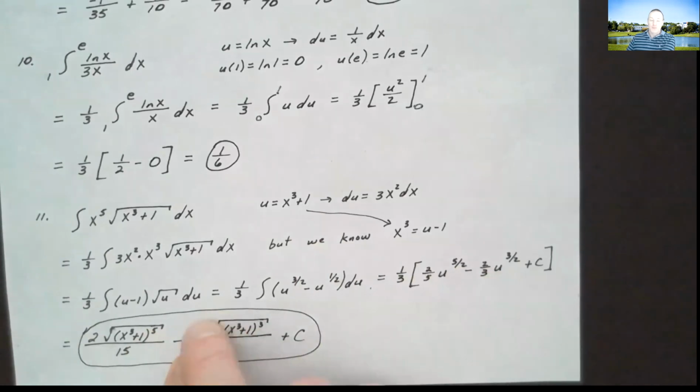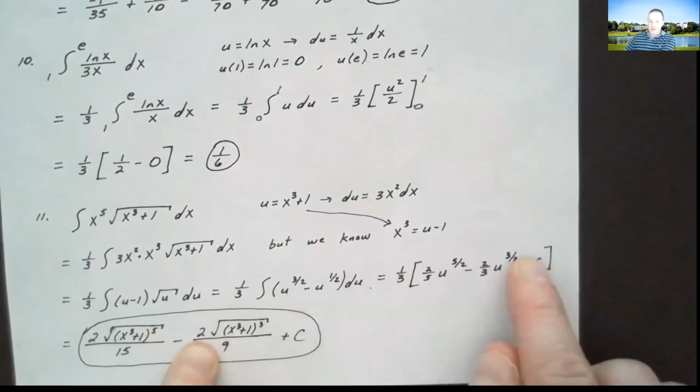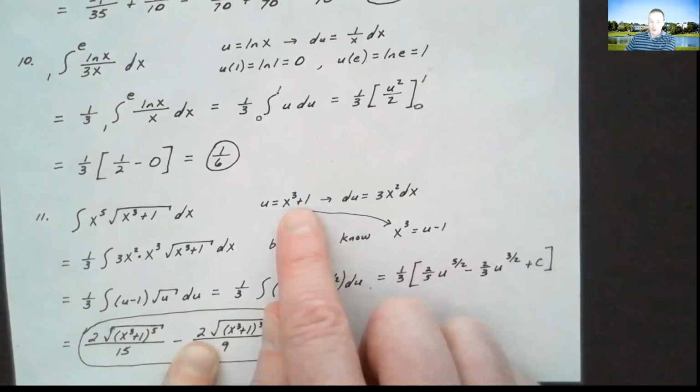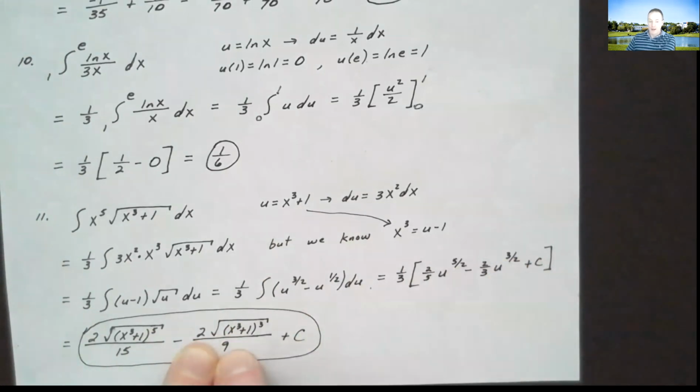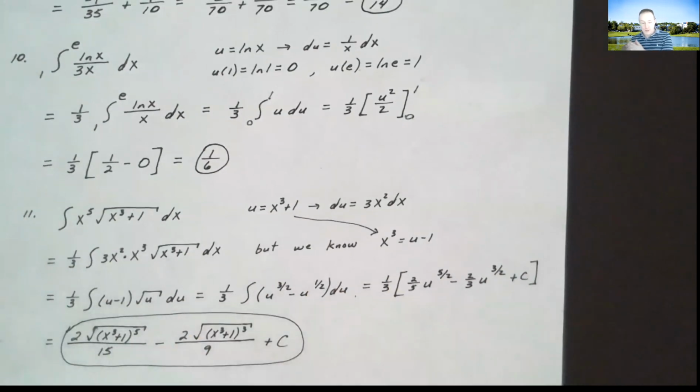So I'll say minus 2 times the square root of this group x cubed plus 1 raised to the 3rd power all over 9, plus your constant of integration. Okay, pretty good problem there.